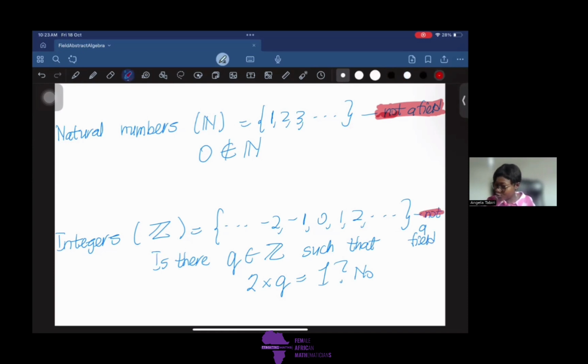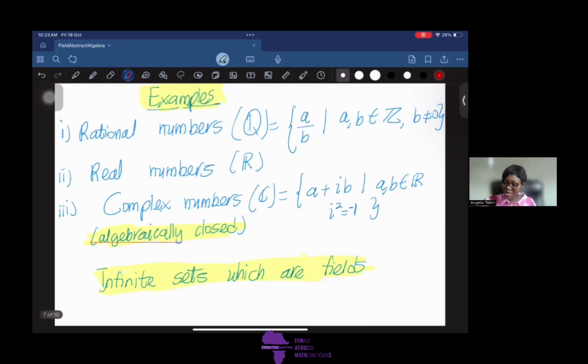Okay, so we've seen two non-examples. Now let's look at an example. So from integers, let's move to the set of rational numbers. So the set of rational numbers, you are just looking at what? The set of all fractions a over b, so that a and b are integers, with b not being 0. You can check the axioms and see that, yes, this would be a field.